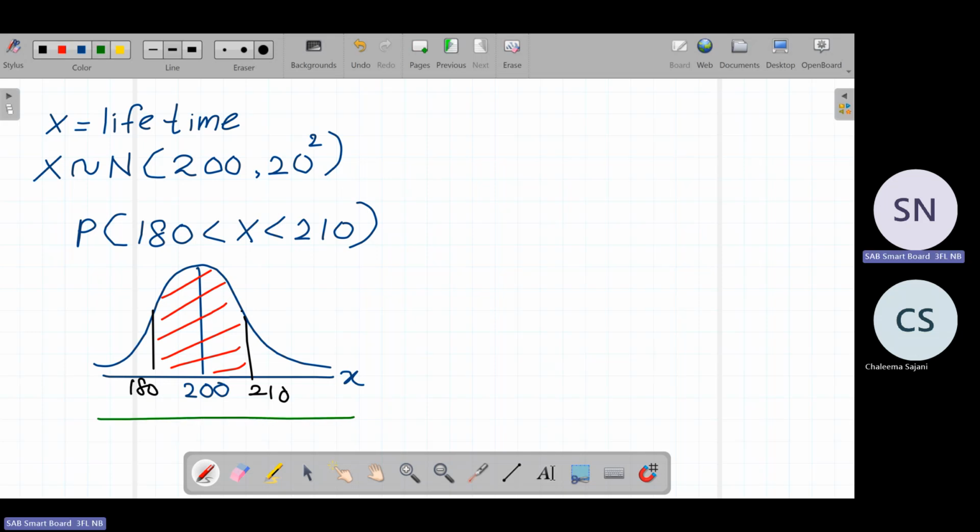Convert all the values to z. Okay. The next here is 0. What are the two z values? Here 180 minus 200 divided by 20. It means minus 1. Clear? Okay, then using the formula, the formula is x minus mu divided by standard deviation. Then here x value is 180 minus mu 200 divided by 20. Then here 0.5.